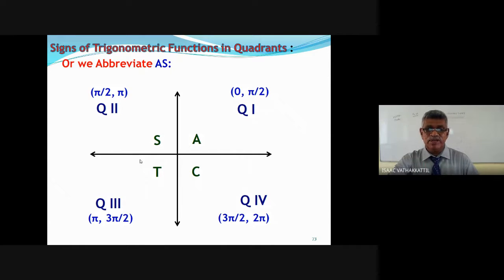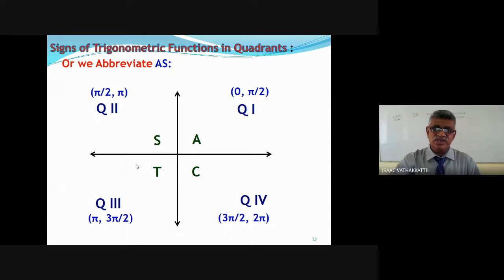Can you remember it if I say ASTC? A starts from the first quadrant, ASTC. You may remember: Add Sugar to Coffee, ASTC. All, sine, tan, and cos. All in the first quadrant positive, second quadrant sine positive and its reciprocal, all the rest negative.